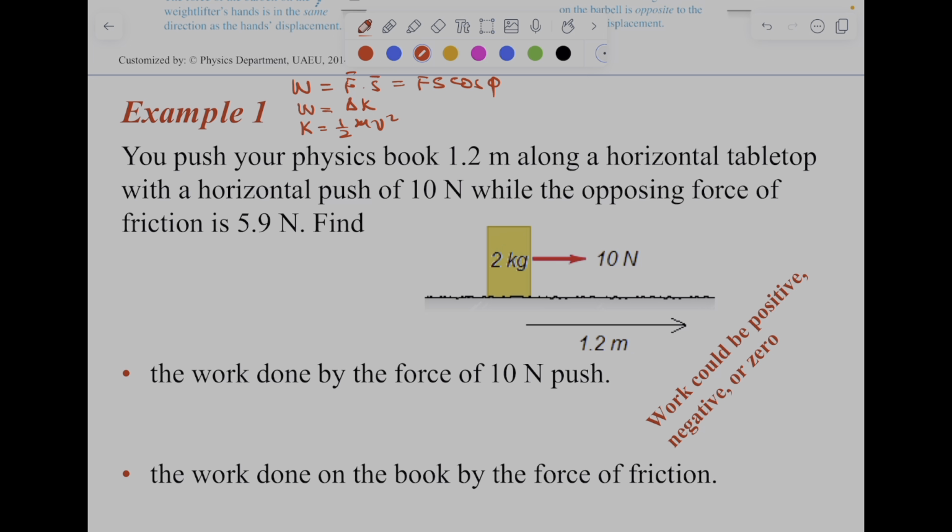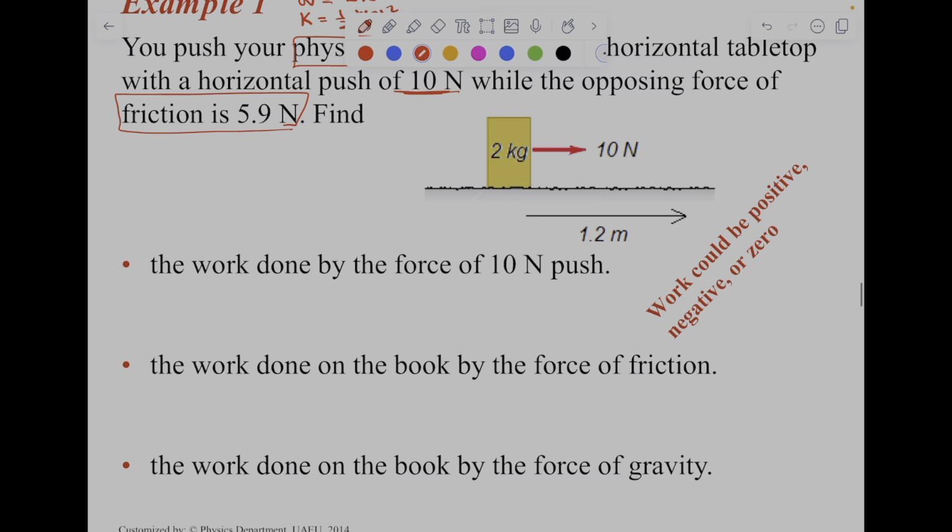Okay, so you push your heavy physics book 1.2 meter along a horizontal table with a horizontal push of 10 newton, while the opposing force, which is your friction force, is 5.9 newton. So find the work done by the 10 newton force.